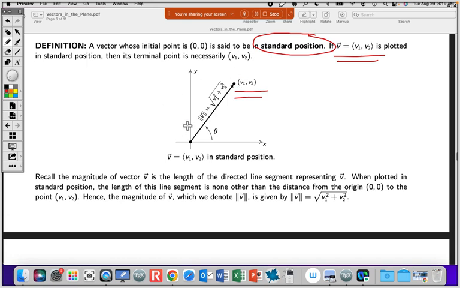Okay, so anyone want to volunteer what theorem this actually is? How are we figuring out the length of this line segment here? Can you see it? So you're taking v1 squared plus v2 squared, taking the square root. So what theorem is that? Remember the name of that one? That's your Pythagorean theorem. Yeah, Pythagorean.